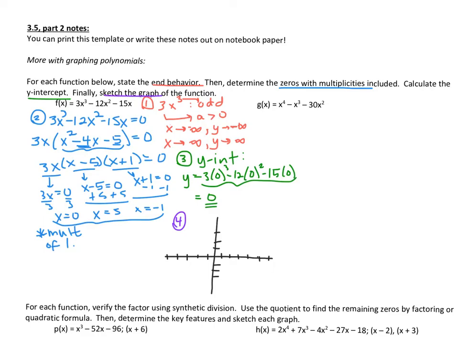All right, thinking about what this graph will look like. Since all three of our zeros had multiplicities of 1, we know that our zeros are going to cross the x-axis. So the zeros will cross over the x-axis.